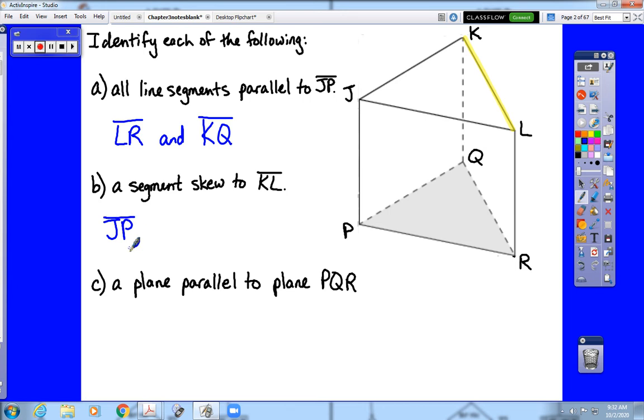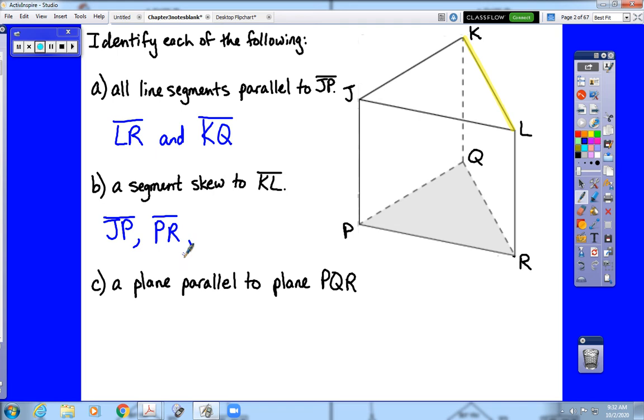Another example of a skew line to KL would be PR. Once again, if we extended those forever, KL would pass over the top of PR, and PR would pass underneath. They would never intersect. They're not contained in the same plane. So PR is skew to KL.